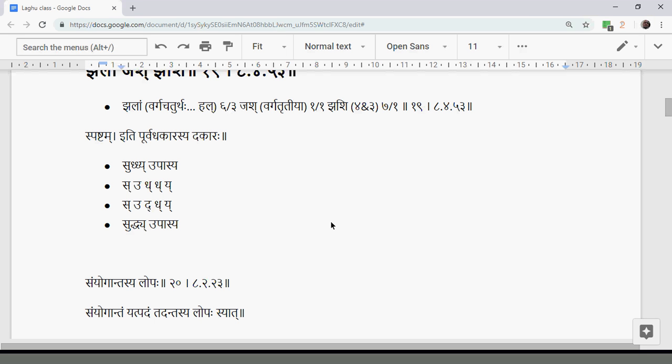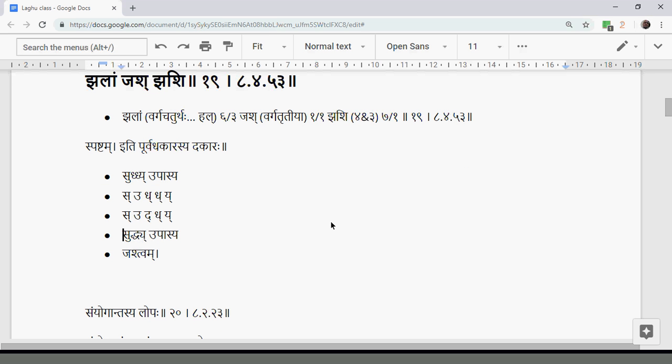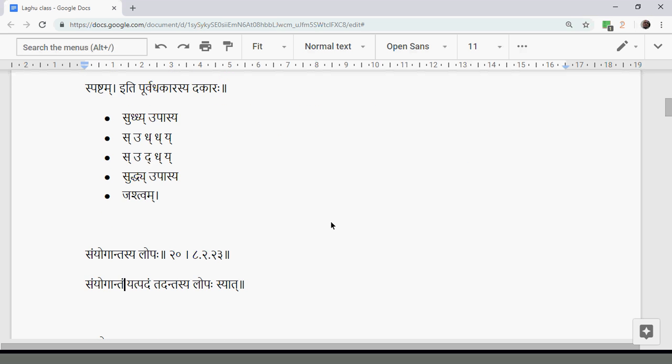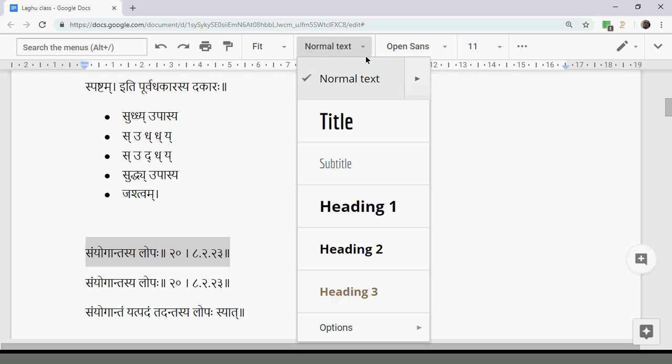So Sudhyupasya. I am just talking about the Jash. What is that Jash Adesha? Sutras may be different, but that's how it is. This is called Jashtva. This Jashtva, third of the class Adesha, is also called Jashtva. Jashtva has happened and you have got Sudhyupasya. Next sutra which is applicable here is Sanyogantasya Lopaha.